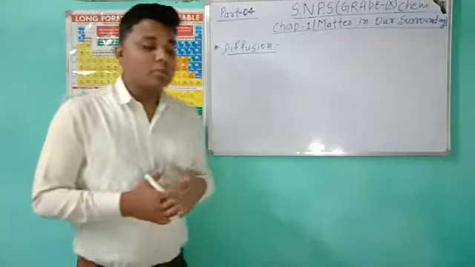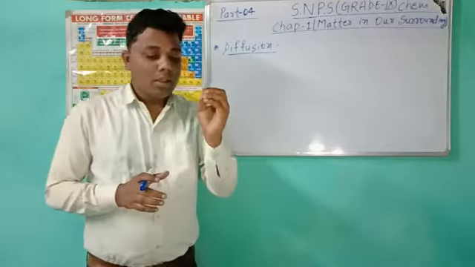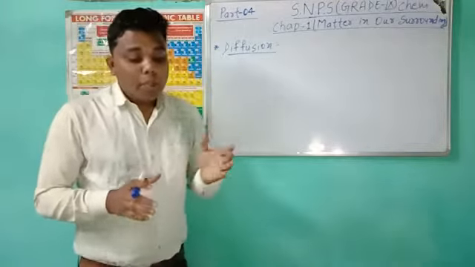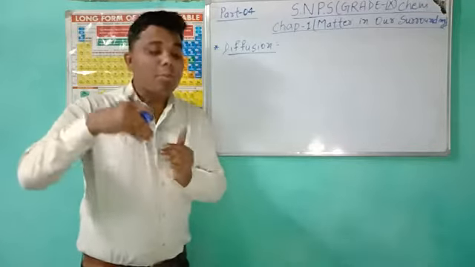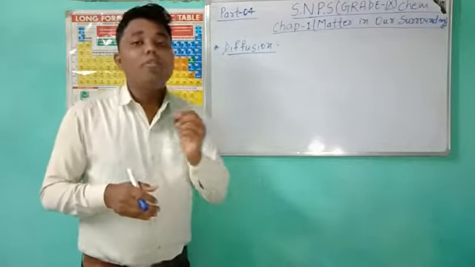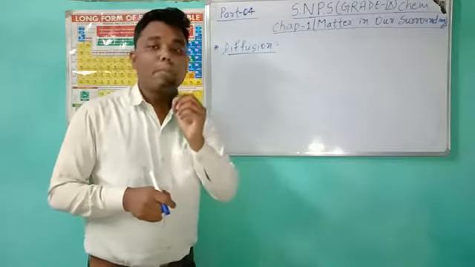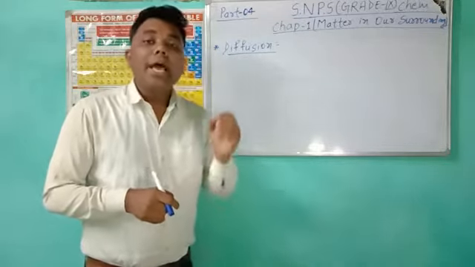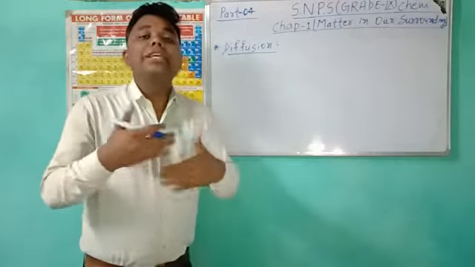What is diffusion? Diffusion is a property of matter. What kind of property? It is based on the motion of its particles. We know that there are three types of matter: solid, liquid and gases, and they will diffuse in each other.